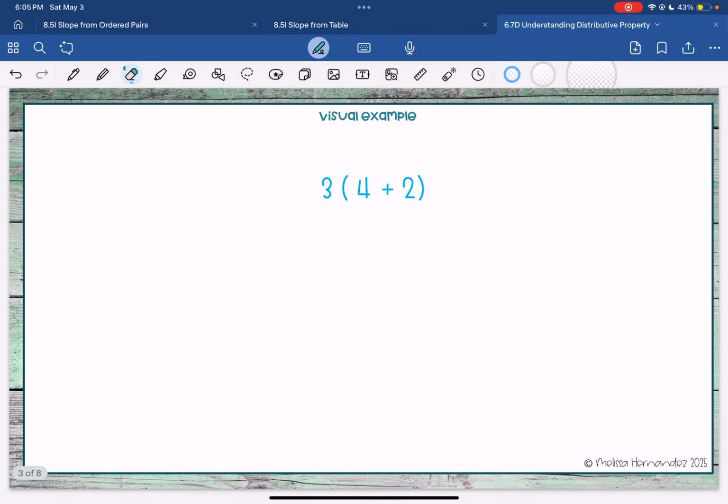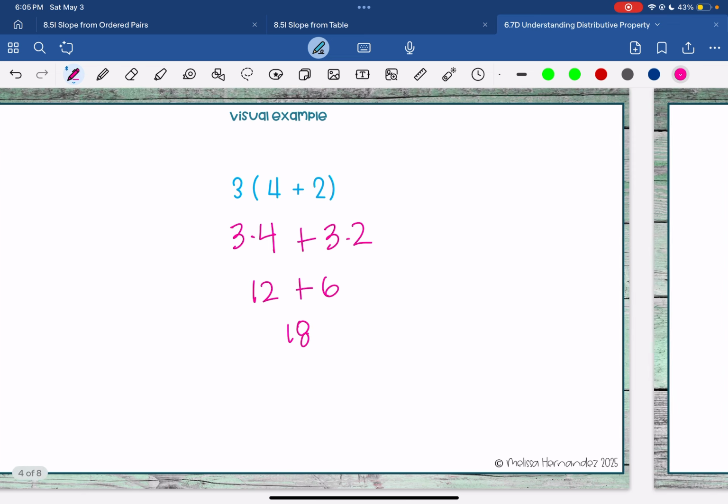So we're distributing the 3 with the 4 and the 3 with the 2. So 3 times 4 plus 3 times 2. This will give me 12 plus 6, which will end up with 18. All right, well, this was pretty easy because it was strictly numbers. So let's do one with an area model.